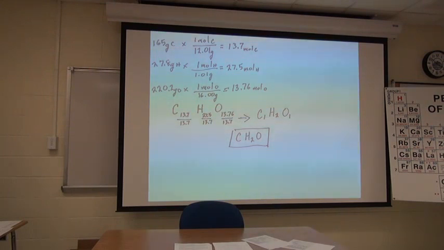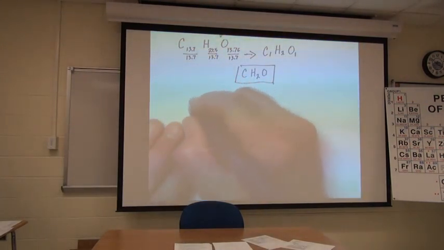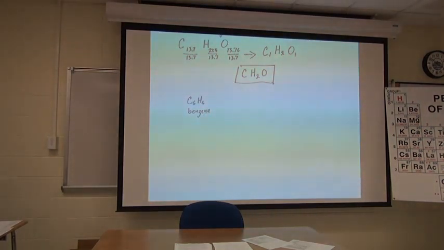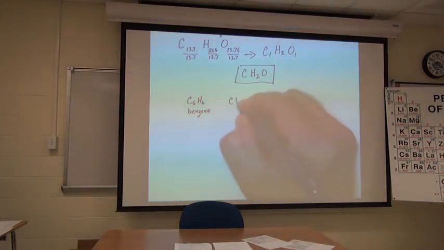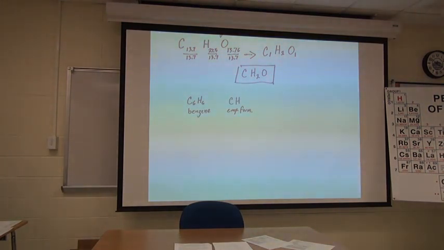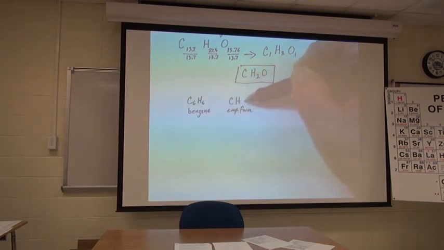Okay, now, empirical formula sometimes is not the same thing as molecular formula. Sometimes it is, sometimes it isn't. What do I mean by that? Well, this is the simplest formula. For example, I'll draw you C6H6. This is benzene. What's the empirical formula of benzene? That's the empirical formula, CH. So sometimes they're not the same thing.